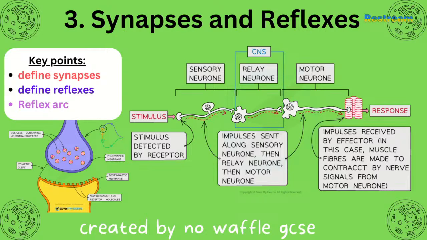And then after it's decided that you should move your hand away, the impulses are sent from the relay neuron to the motor neuron, and through the motor neuron to the effectors, so the muscles or the glands. In this case, it could be a muscle contracting, moving your hand away from whatever's causing you pain. Now, this diagram here, which I got from Save My Exams, is really helpful. I would definitely recommend using this if you want to break down the reflex arc. So you have stimulus, the sensory neurons, the relay neurons, the motor neurons going through the CNS to the effectors, producing a response.